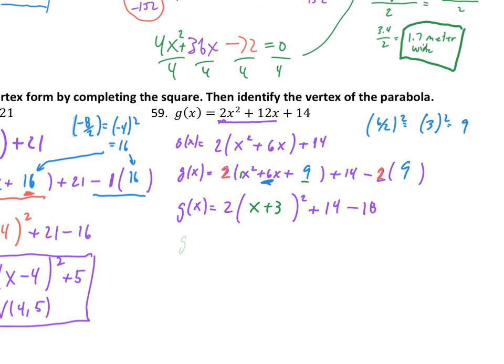And g of x equals 2 times x plus 3 squared, and minus 4. So the vertex is at negative 3, negative 4.